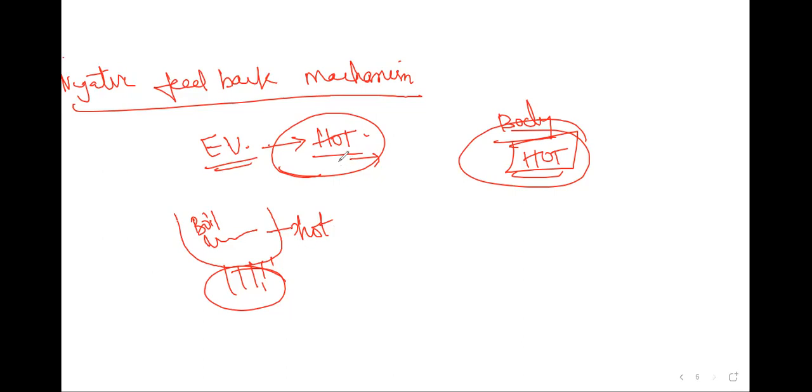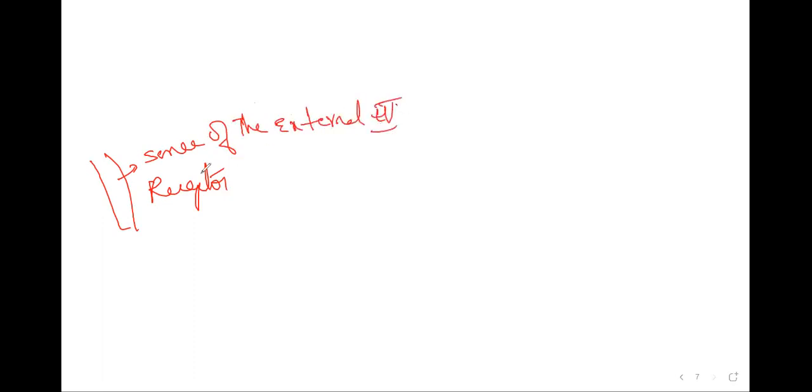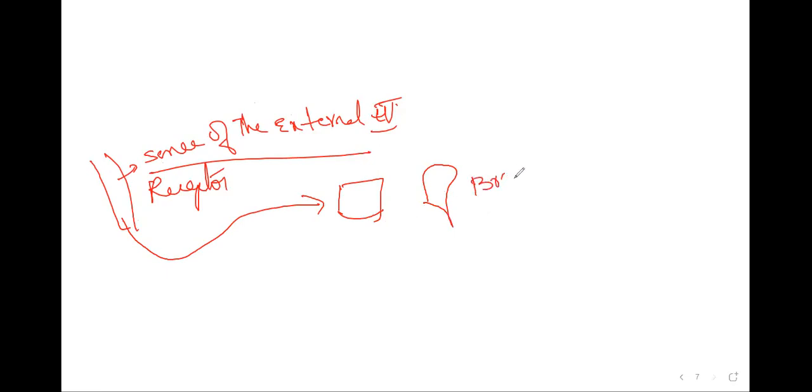Because of the hot temperature, the temperature is being added, so our body needs a negative mechanism, meaning the temperature will decrease. That's the reason the negative feedback mechanism is activated. So how does it happen? Our skin has receptors. We studied that our skin has receptors which take the sense of the external environment. The receptors carry the temperature to the brain. Our brain has one region called the hypothalamus.